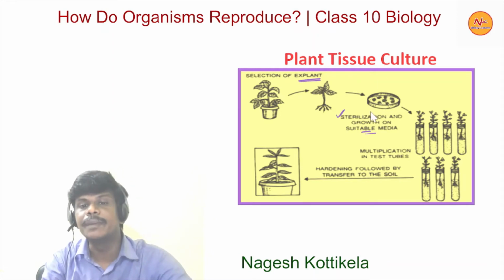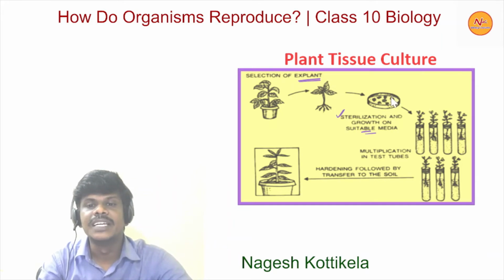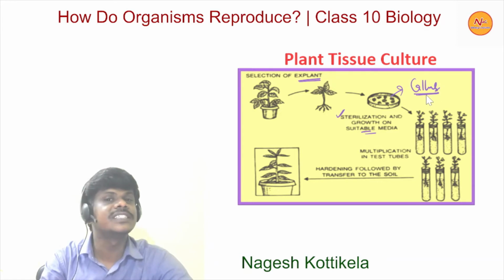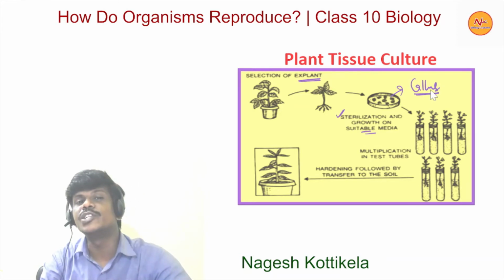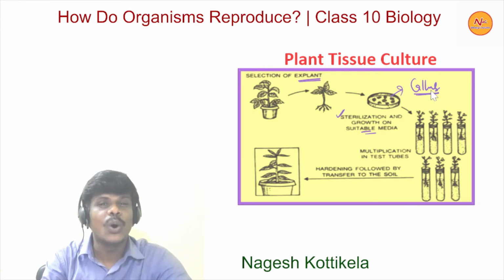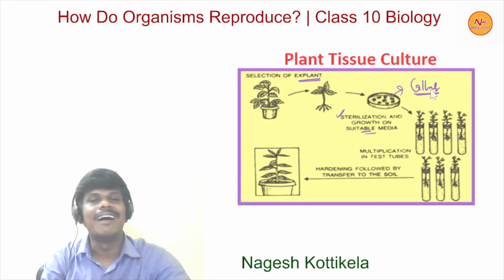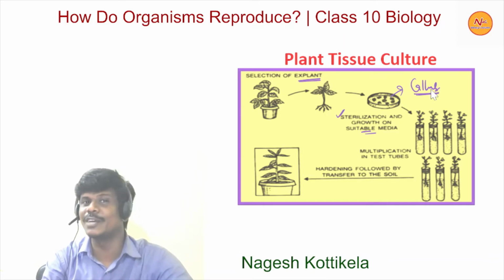Now what happens? The callus is formed. This is nothing but the callus. So callus, as I told you, is an undifferentiated mass of cells. It means all the cells in that mass are the same type of cells.